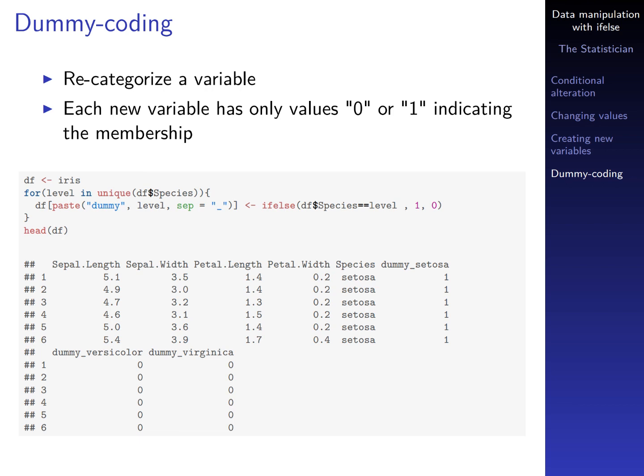and we assign ifelse, that is if the species is equal to the level, the new value is 1, otherwise it's 0. And here we see we have created 3 new variables, and if the species is setosa, it's 1 in this new dummy variable.